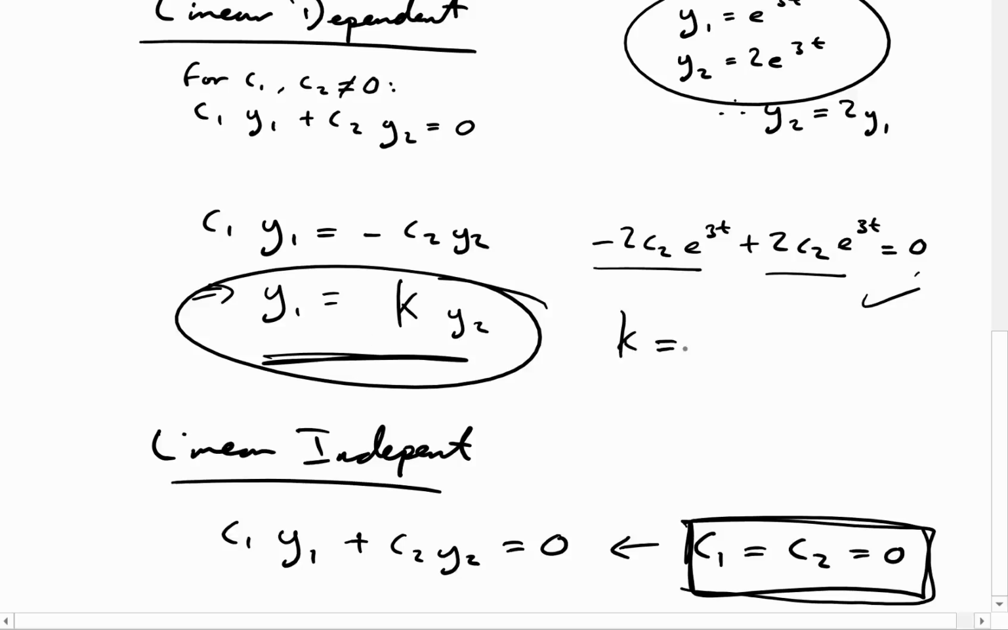Remember, k was just minus c2 over c1. So the only possible option for c2 and c1, because you want k to be 0, is to have 0 over 0, or get them equal to 0 effectively. Okay, so that's the idea behind that, because k must be equal to 0. So do you want to see an example?